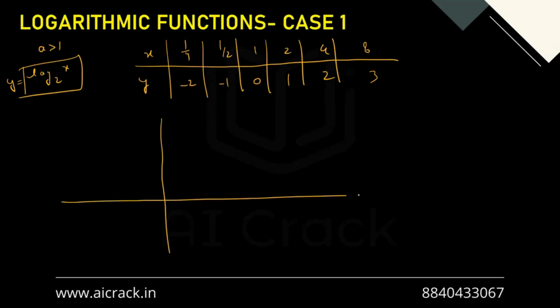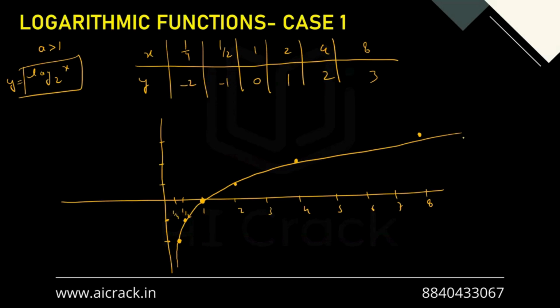Now let's try to plot these in a graph. Let's say this is 1, 2, 3, 4, 5, 6, 7, and 8. This is half and this is 1 by 4 over here. For 1 by 4 we have minus 2, so we have this point over here. For 1 by 2 we have this point, for 1 this point, for 2 this point, for 4 this point, and for 8 this point. If we plot the graph it would look something of this sort.